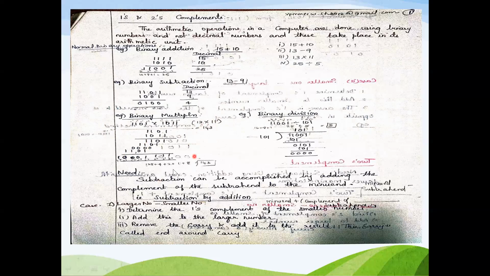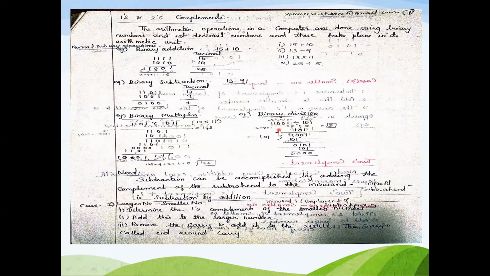My final result in binary, I have checked with 2 power 0, 2 power 1, 2 power 2, 2 power 3, 2 power 4, each place value for all those digits, and I have added all those, and the final result is 143. Next, for binary division, I have considered an example, 25 divided by 5.